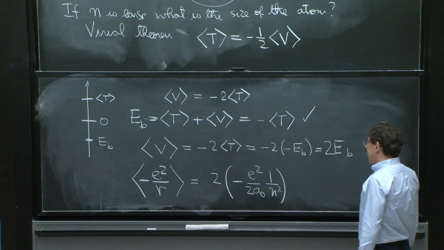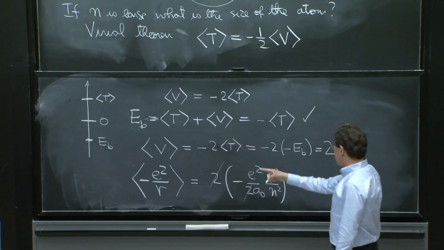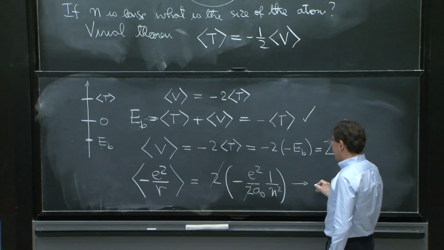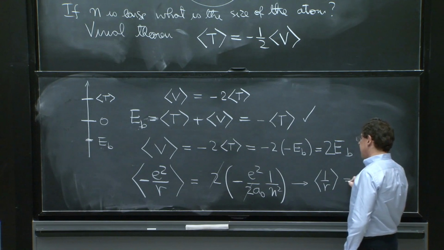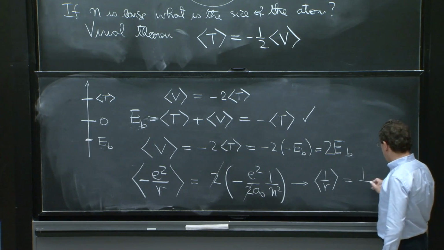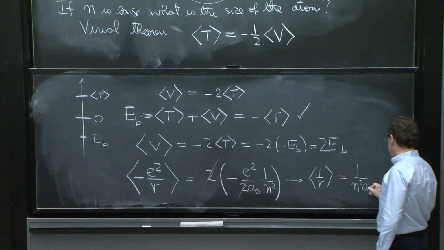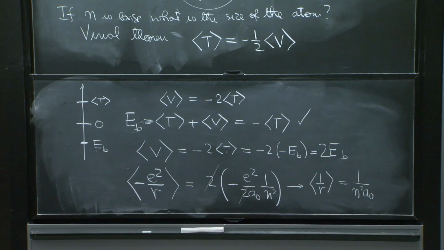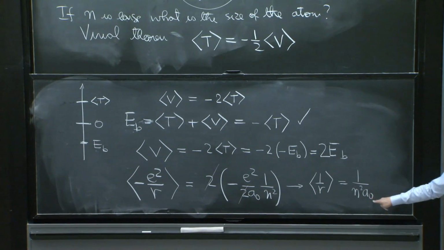So what can we cancel? Well, the 2's cancel. The e squares cancel. The signs cancel. And we get the expectation value of 1 over r is equal to 1 over n squared a naught, which is suggesting very clearly that the typical radius is not n a naught, it's n squared a naught.